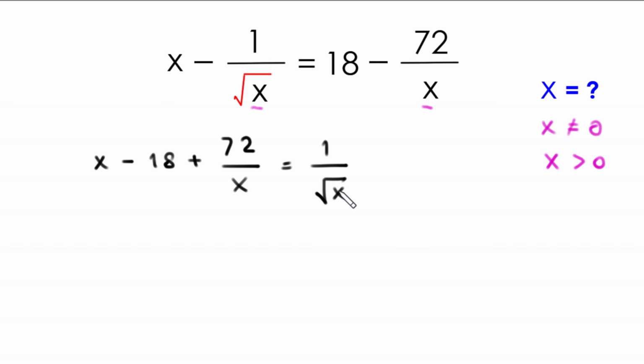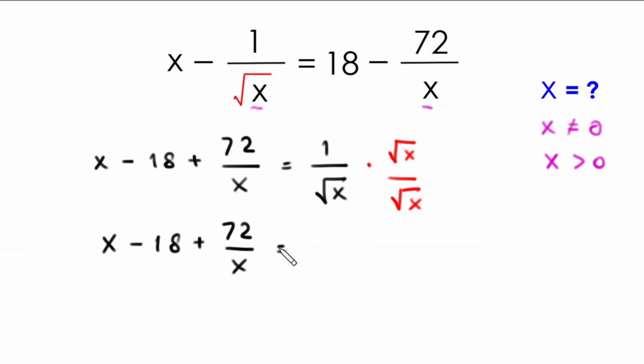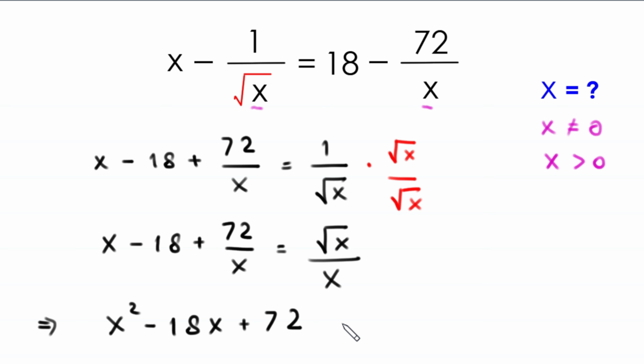To rationalize the denominator, we multiply and divide by root x. So the equation will become x minus 18 plus 72 over x equal to 1 times root x is root x, divided by root x times root x, which is x. If we multiply both sides by x, this implies that x squared minus 18 times x plus 72 equal to root x.